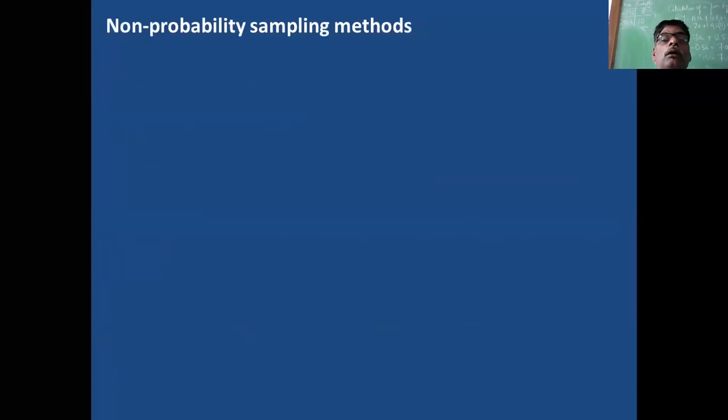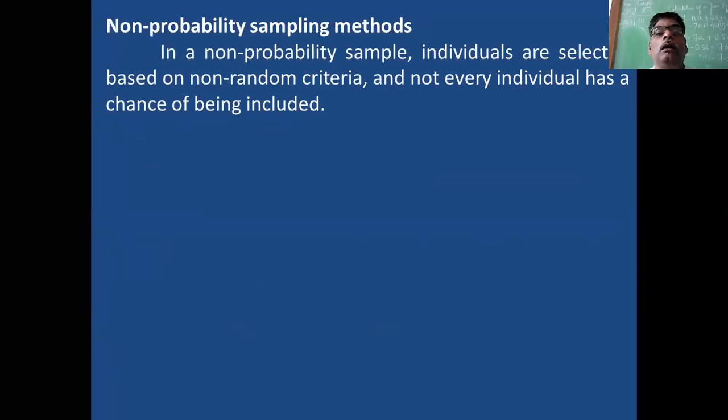Now we study the non-probability sampling methods. What is the non-probability sampling method? In a non-probability sampling, individuals are selected, not randomly. Individuals are selected based on non-random criteria. Non-random criteria means they are purposefully selected. Purposefully selecting the members of the population, and not every individual has a chance of being included. You remember this point. This is opposite of probability sampling.